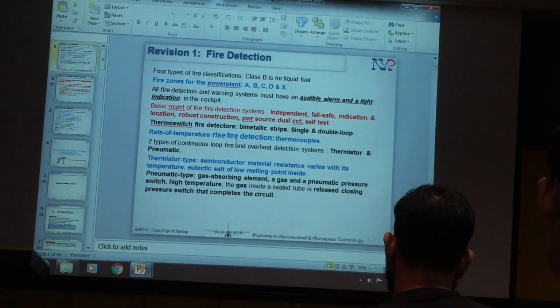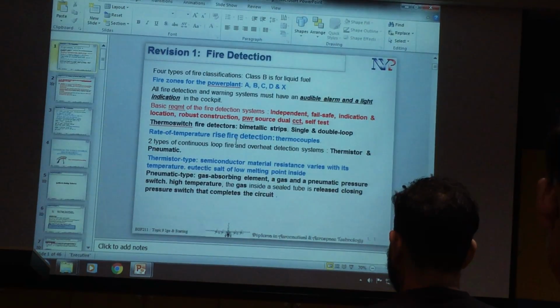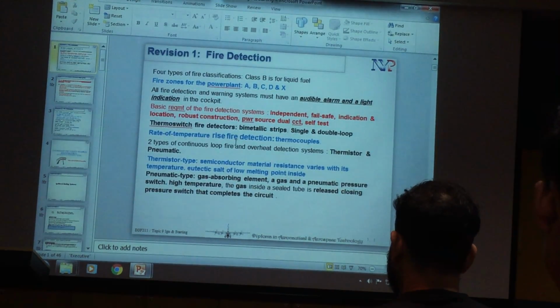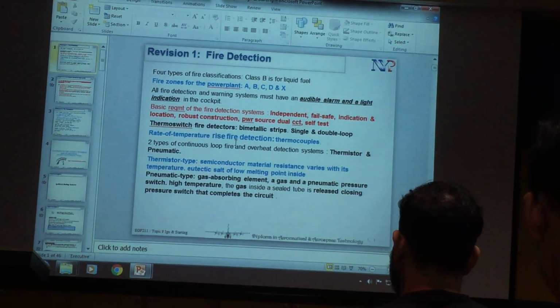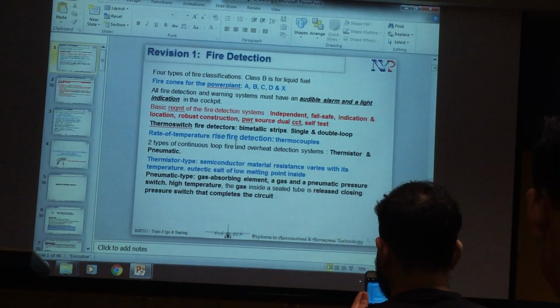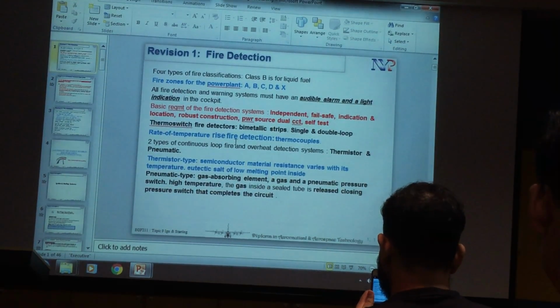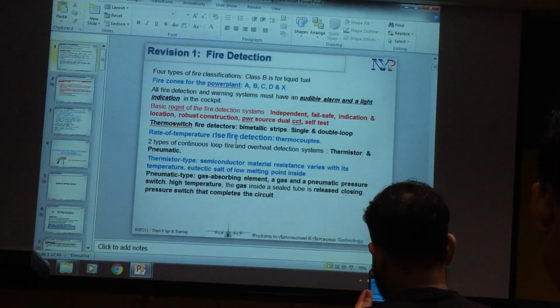So what are the classes of fire? A, B, C, D. A is solid. Solid is what? A. Class B is? Liquid. Class C is electrical. Electrical. Okay, very good. Class D is metal.